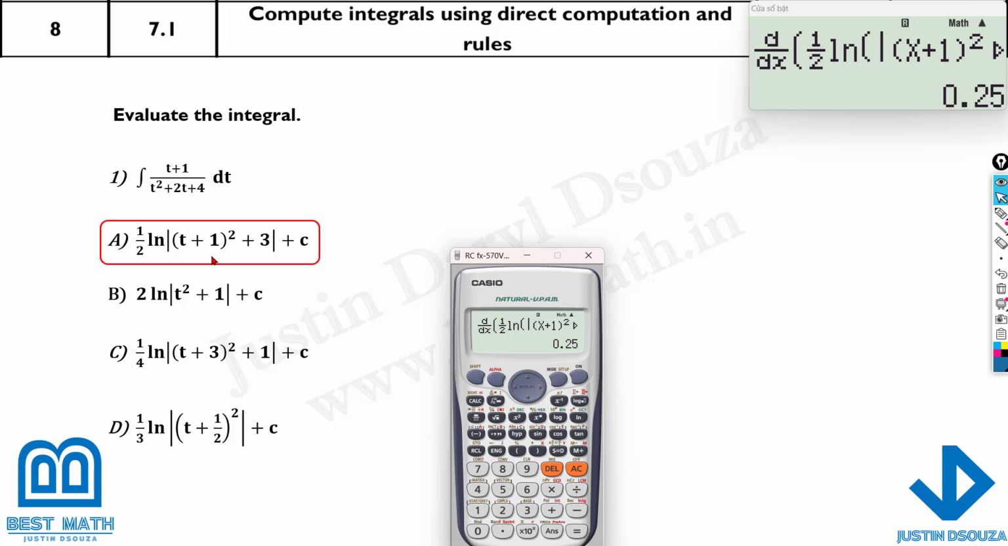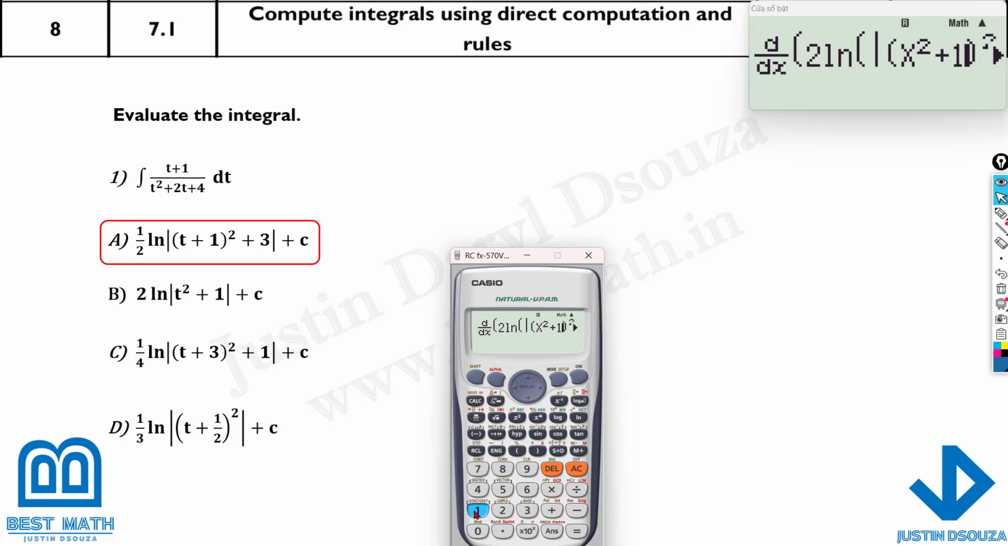Now here we were lucky, we got the first option itself as correct. But if this was not 0.25, then you need to go to the second option. See over here, instead of half, we have, I'll do the third option, because it's easy to change. It's 1/4 ln. Over here it is 3, and then we have plus 1. See whether this is correct. No, it's not 0.25. We can try the second option. Here is 2 ln, and then we have t squared, that is x basically. I've written twice x. Okay, now it's proper.